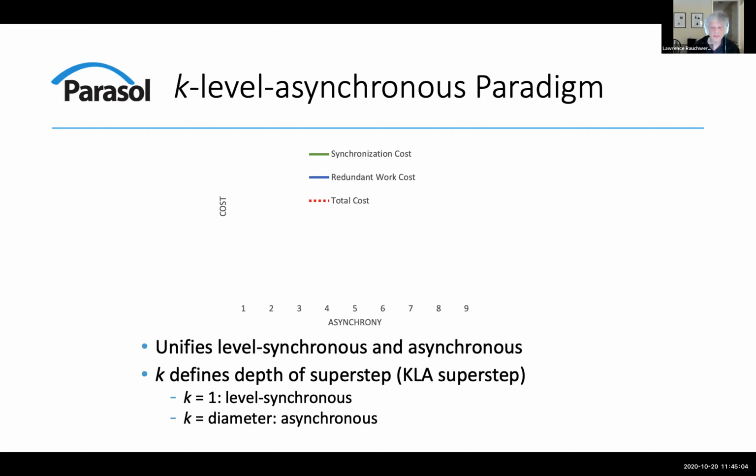So here we have a little plot, and this is the synchronization cost, right? If you go level synchronous, the synchronization cost is fairly high. And as you go completely asynchronous to the other extreme, synchronization cost is very low. However, there is the redundant work that you will do. Think about the BFS: if you are asynchronous, you're going to have to redo a lot of work because things arrive whenever they feel like arriving at the various nodes. There, the redundant work is going to be more and more pronounced the more the asynchrony grows, basically up to the diameter of the graph.